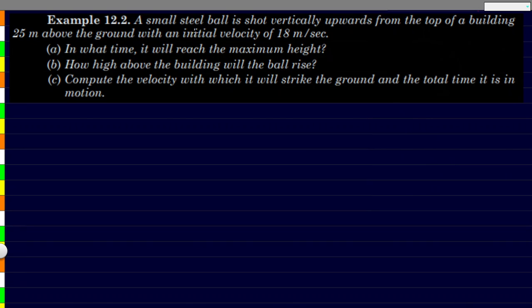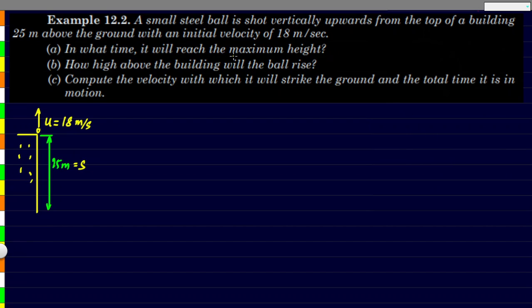You can see this. There is a small steel ball that is shot vertically upwards from the top of a building. So let us say this here is a building, and from the top of this building here we are shooting it upwards, and the initial velocity with which it is shot up is 18 meters per second, and the building itself is 25 meters from the ground. So these are the two inputs given to us. So this becomes our height, and that's it.